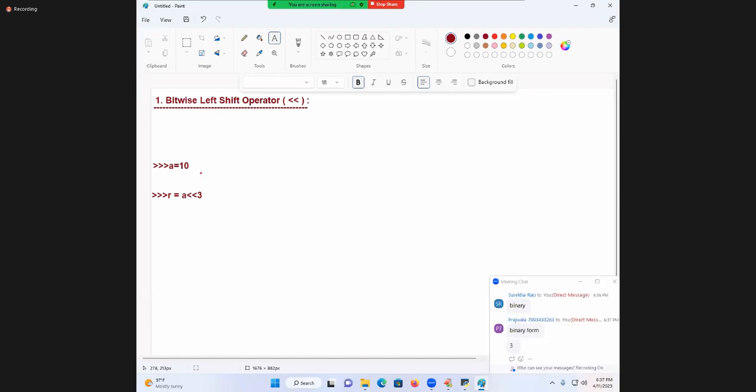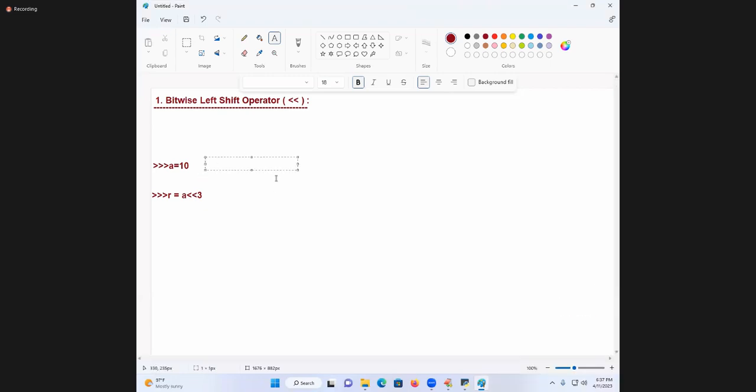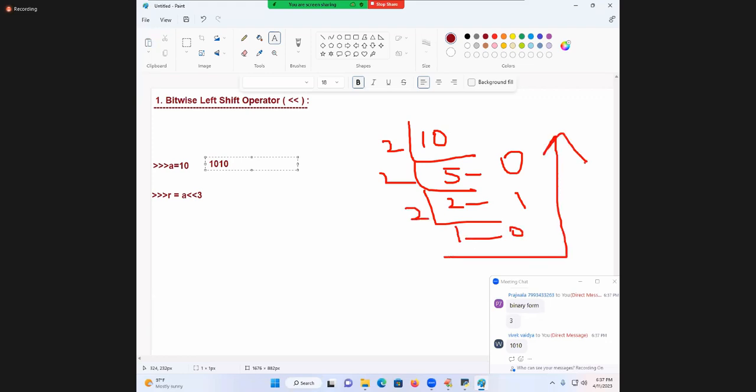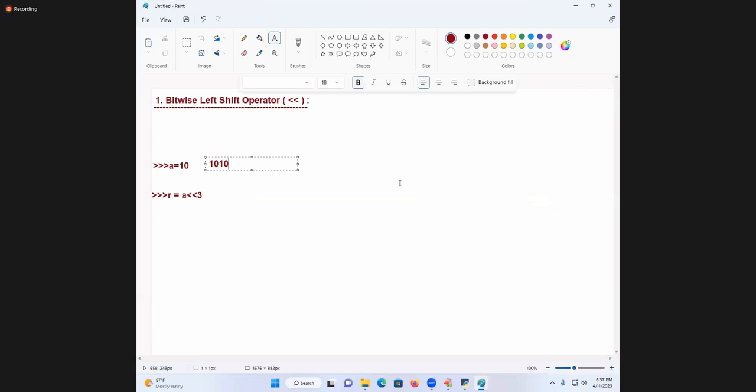What is the binary format of 10? Quickly tell me, 1010 or not? If you don't know binary conversion, I already told you in the class. So 0, then 1, then 0, 1. The answer is 1010. 1010 is the answer for 10. Now coming to the point of it.